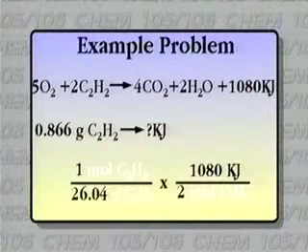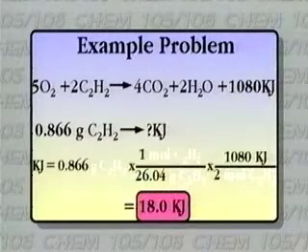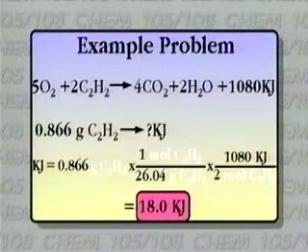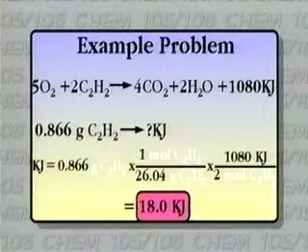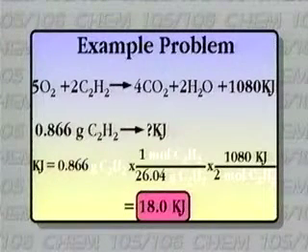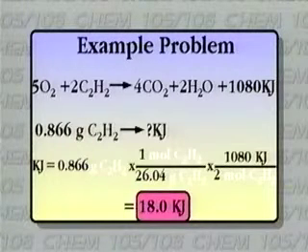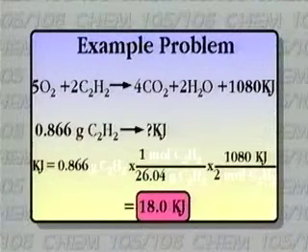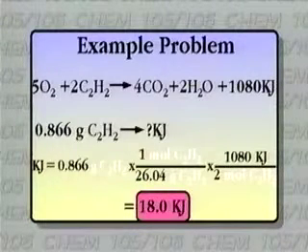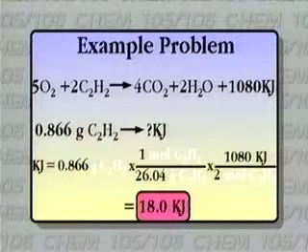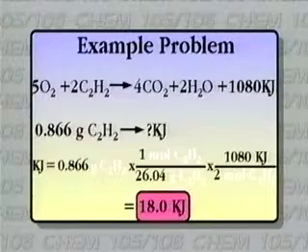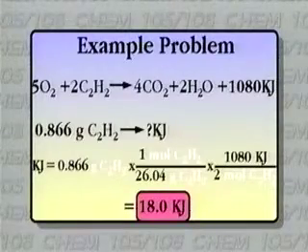So plugging in our numbers here quickly, we have 0.866 divided by 26.04 and multiplied by 540. I just did that part in my head there, and we have a final answer of 17.95. So 3 significant figures, we would need to write the answer 18.0 kilojoules of energy.